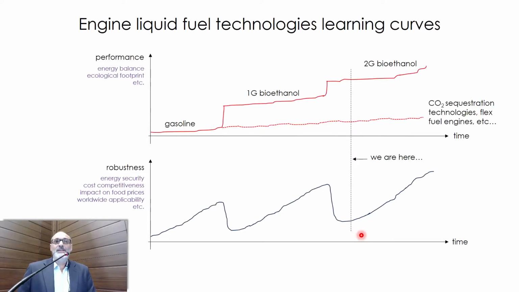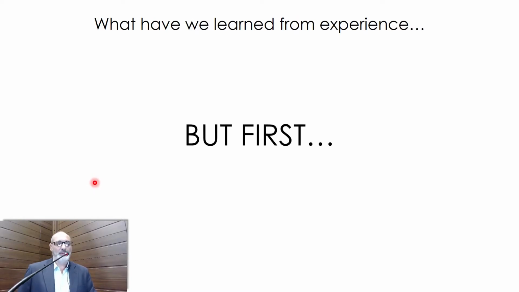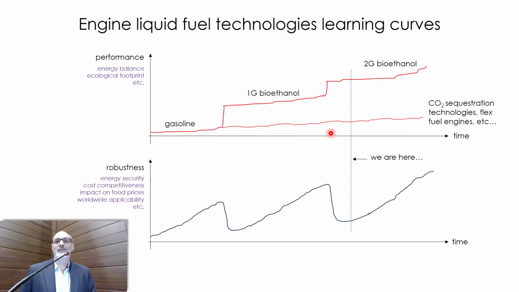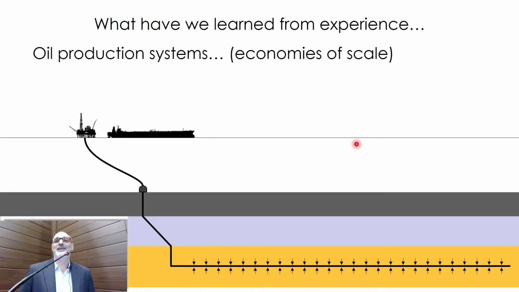So if that's the point, let's see how these things are done in our case. I want to talk about what we call the agro-industrial system. But first, let's know the enemy. Let's know the enemy, how things work, because I'm saying that gasoline and diesel and so on are still very competitive. Actually, they are beating us. We're not that competitive. So let's take a peek at the enemy.